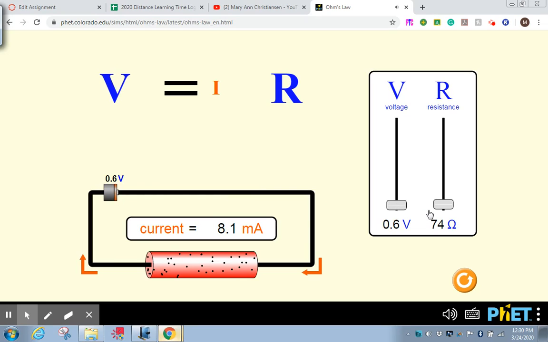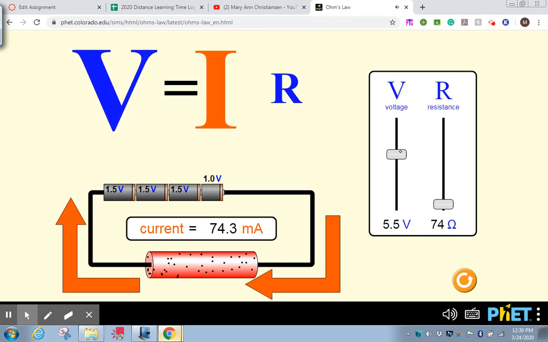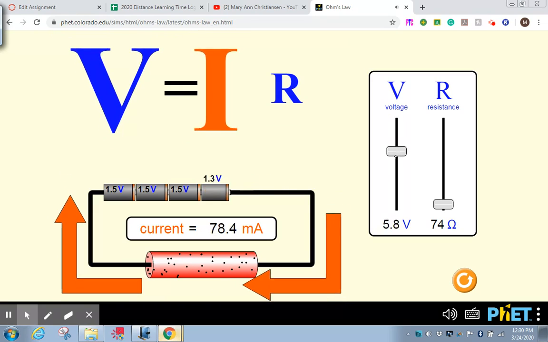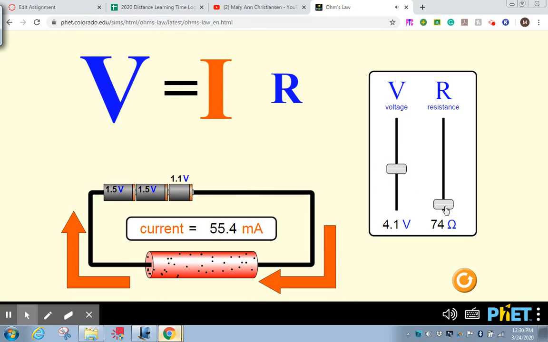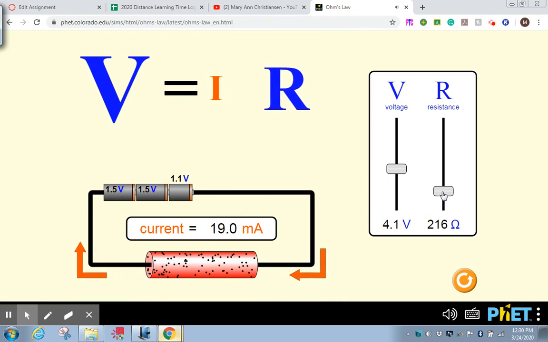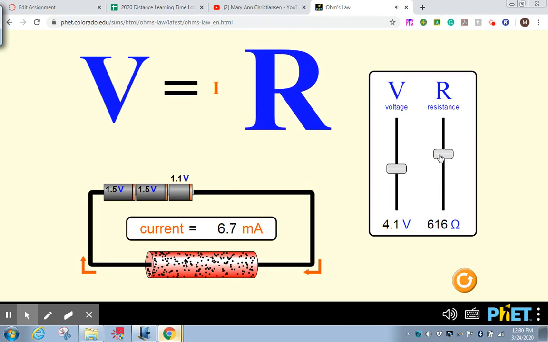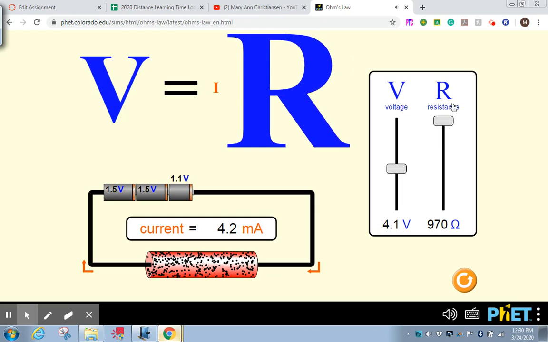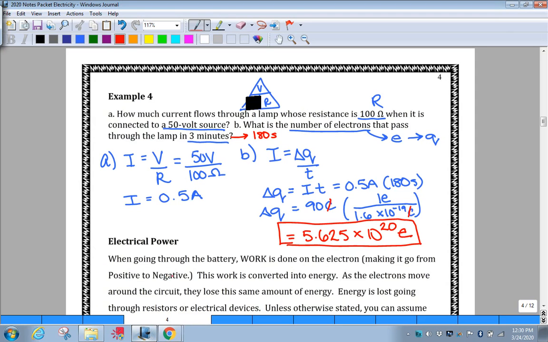You can see that voltage and current are directly proportional. Whatever voltage is doing, current is going to do. Okay? And now let's see, if I increase resistance, what happens to current? Yeah, so that's impeding the flow of current. So if R goes way up and we keep V constant, I is going to go down. Okay, so you can play around with this and see what happens.